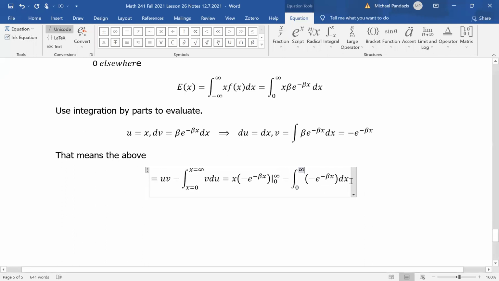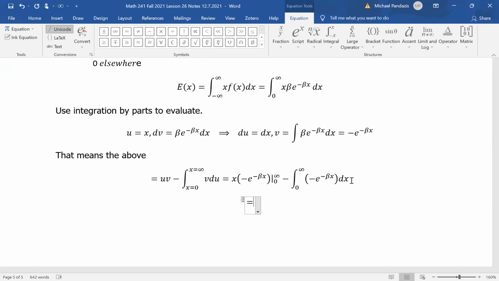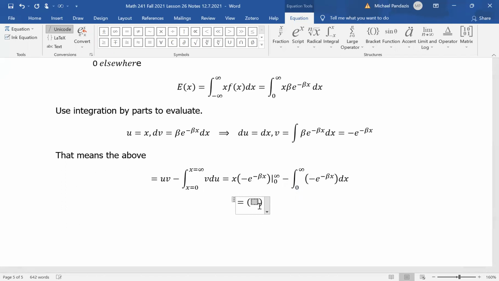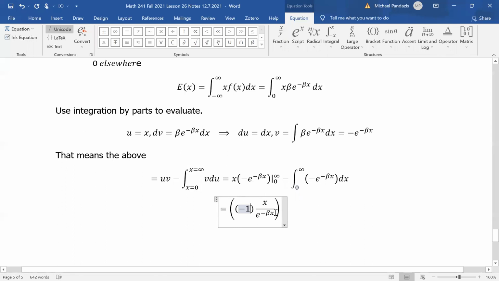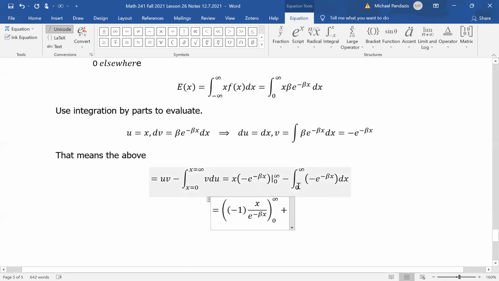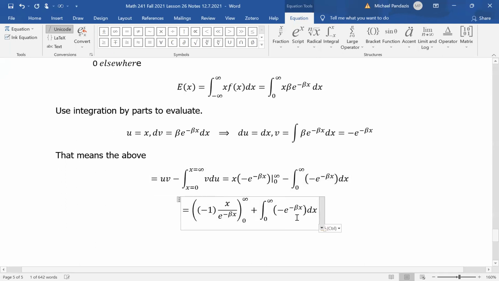Evaluate from 0 to infinity for x. This is equal to, well, so this expression here is the same as x divided by e to the negative beta x with a negative sign in front. Let me just put a -1 there. So it's equal to the negative of that, evaluated from 0 to infinity, right? Now it's minus minus. This is plus this integral without the minus sign.